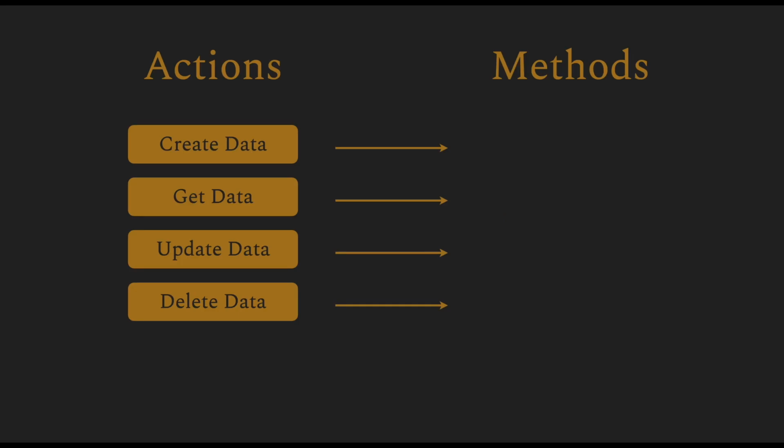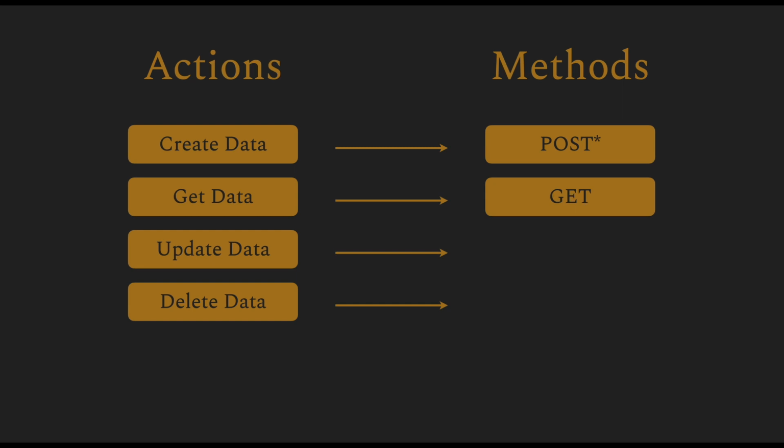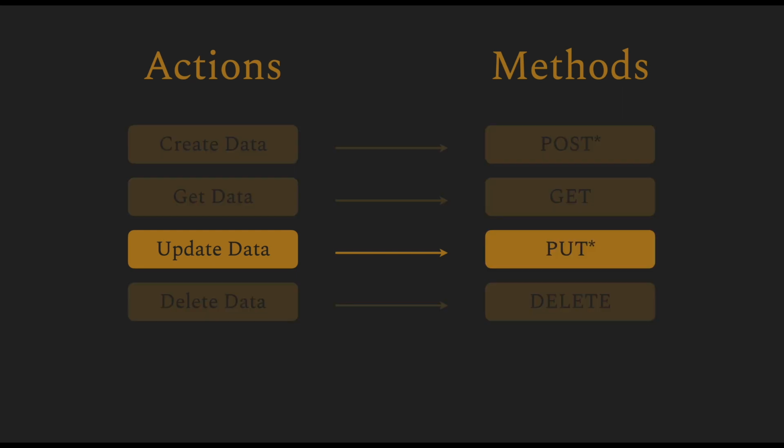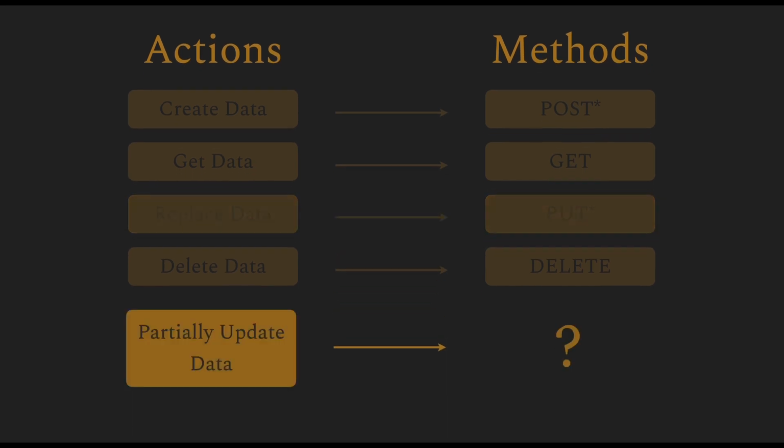In a previous set of videos, I spoke about 4 HTTP methods for CRUD actions. These are POST for creating data, GET for fetching data, PUT for updating data, and DELETE for deleting data. In particular, PUT was used to update data on a server, or more specifically, PUT was used to replace existing data from the server.